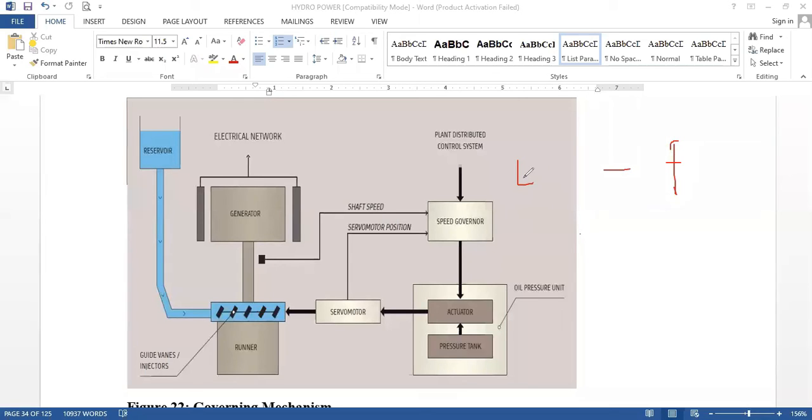Though it is an indirect impact, when load is increasing, speed will decrease, and when speed decreases, frequency will decrease. So when load is increasing, frequency will decrease, and when load is decreasing, frequency will increase. So this is what load frequency control is.